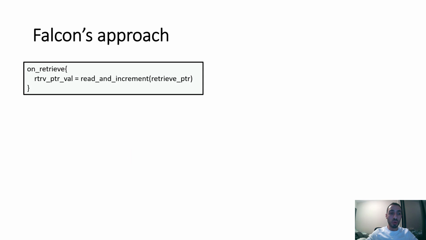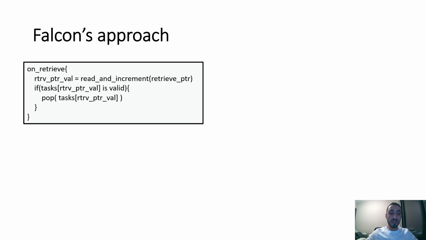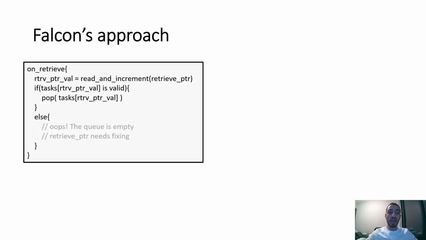This shows a pseudocode of retrieving tasks from the switch in Falcon. The first thing we did is this atomic operation, which is read and increment. So we read and incremented the retrieve pointer, and if it was pointing to a valid task, we will just pop that task. And if it's not, meaning that the queue is empty, since it was an atomic operation of read and increment, we have already incremented the retrieve pointer, and the retrieve pointer needs fixing. But we will deal with this later.